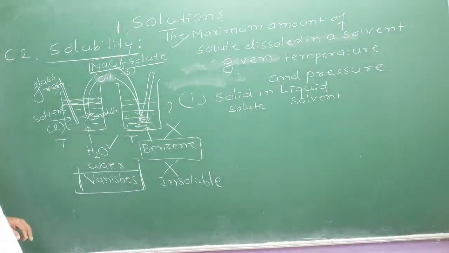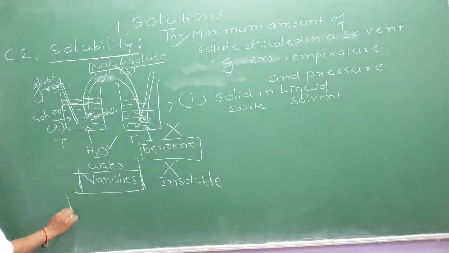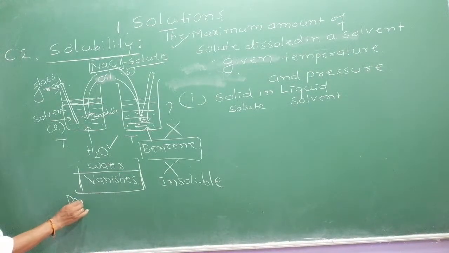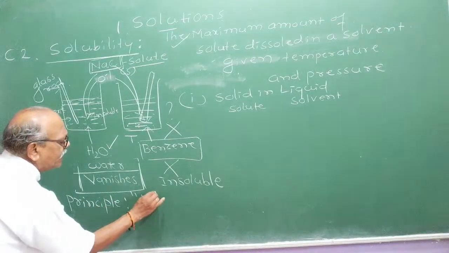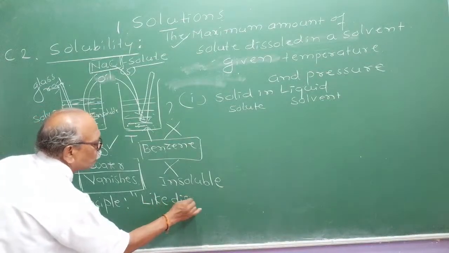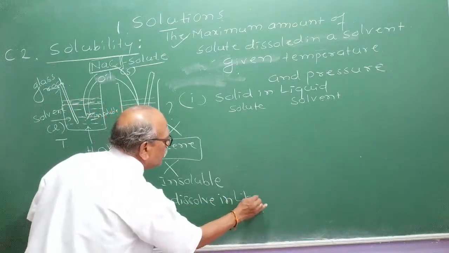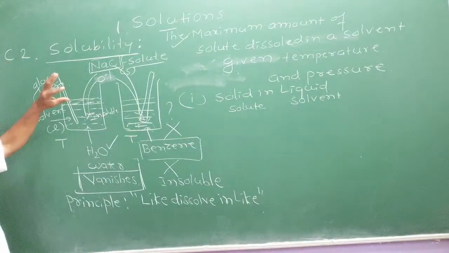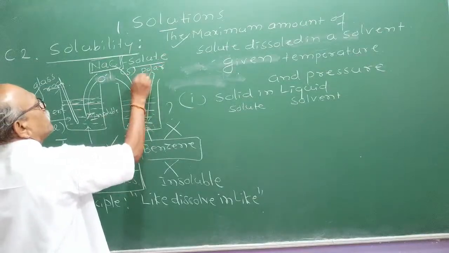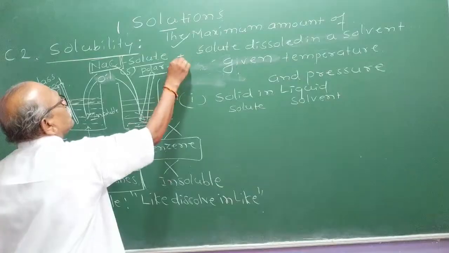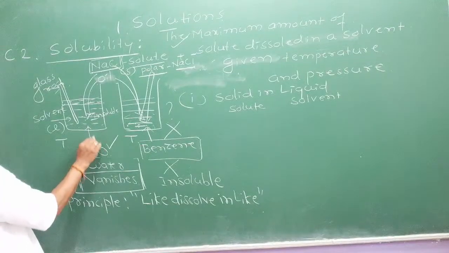Why does this happen? Solubility is based on a principle. The principle of solubility, in short, we can say that like dissolves like. What is the meaning of like here? In a solute there are two types of substances. One is called a polar solute. Sodium chloride is an ionic compound, it has positive ions and negative ions. Water is also polar in nature.